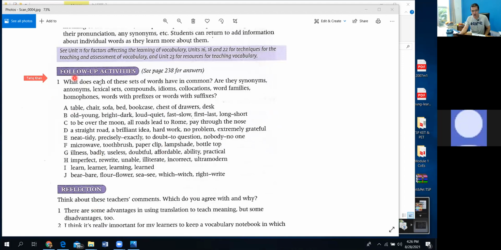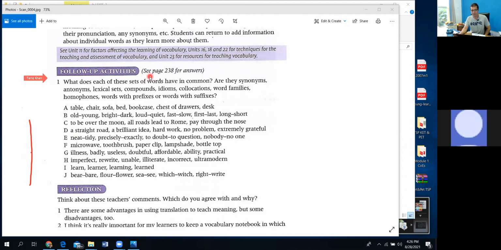One thing I want to tell you, as you finish the unit, you will have in the book a follow-up activity. Can you see that? This follow-up activity you must do. Why? Because it gives you understanding of what we discussed in the unit. It will give you a revision and it will test how much you understood the topic.